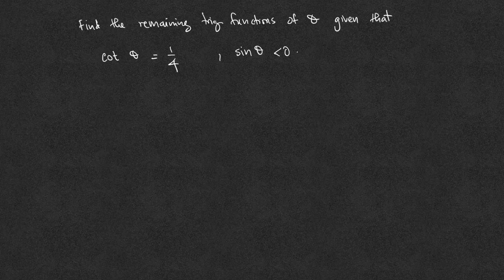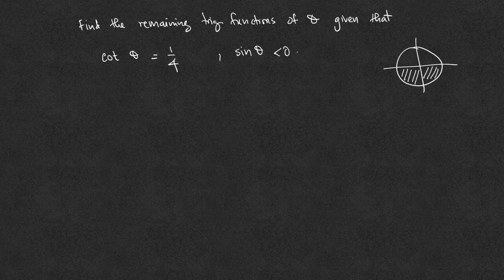Find the remaining trigonometric functions of theta given that cotangent of theta is 1 over 4 and sine of theta is negative. First, since sine of theta is negative, theta has to be an angle in the third or the fourth quadrant. We will use the right triangle to obtain all of the necessary information for the remaining 5 trigonometric functions.